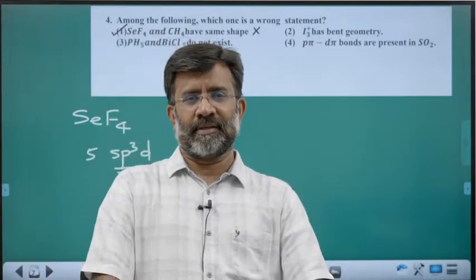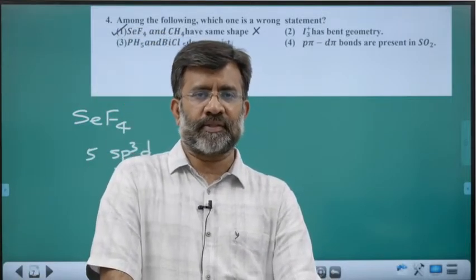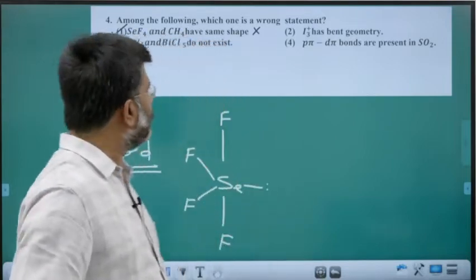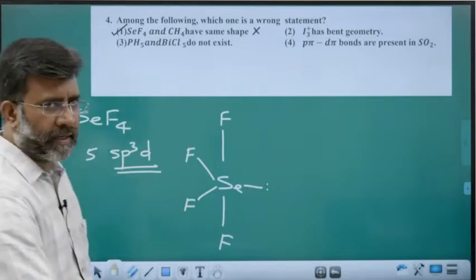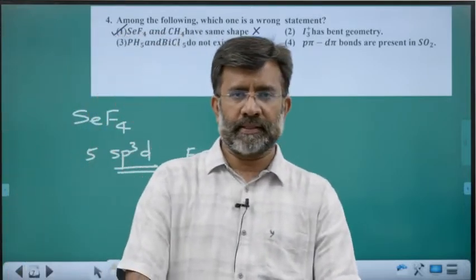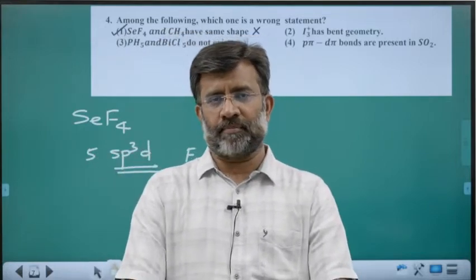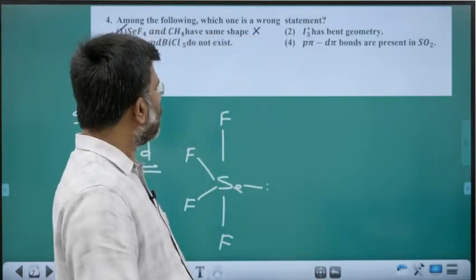Seesaw shape. CH4 is tetrahedral shape, so it is not the same shape. What about the others? I3 plus, bend geometry. Yes, it is AB2E type molecule, bend geometry.